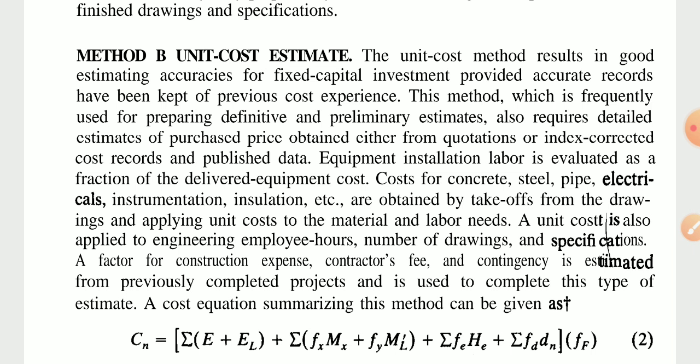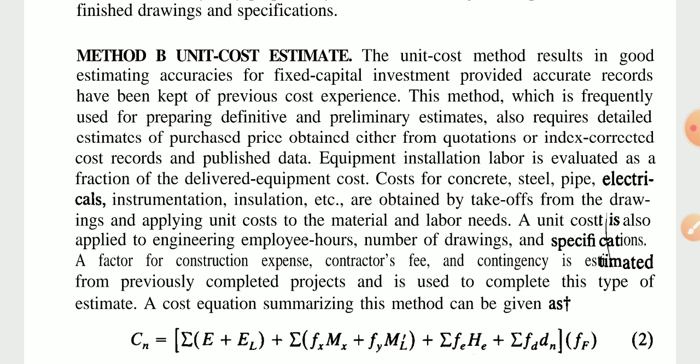Obtain either from quotations or indexes corrected basis cost records, and the published data for any equipment. For installation, labor requirement is evaluated as a fraction of the delivered equipment cost. The cost of concrete, steel, pipe, electrical and instruments is obtained by takeoff from the drawing and applying unit cost to the material and labor needs.